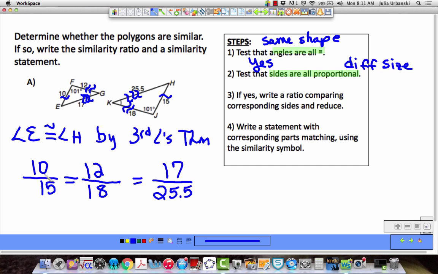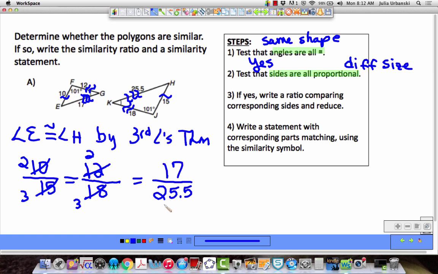10 and 15, anyone know what that reduces to? 2 over 3. Good. And dividing by 6's here, what do we get? 2 over 3. Alright, now this one's really hard to reduce. Let me show you a trick. You don't want to deal with 25.5. Hey, focus here. This is our last example that we're going to do together, so get it, please, and then you will be able to try some on your own.